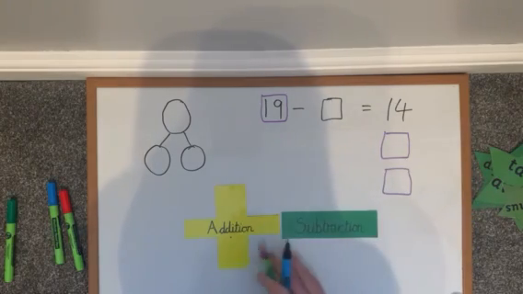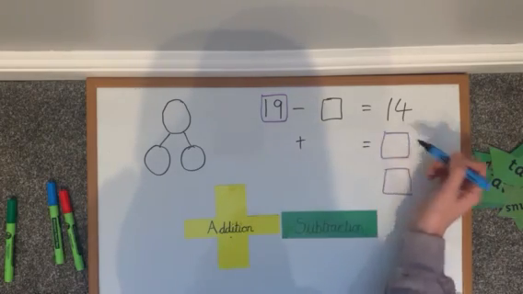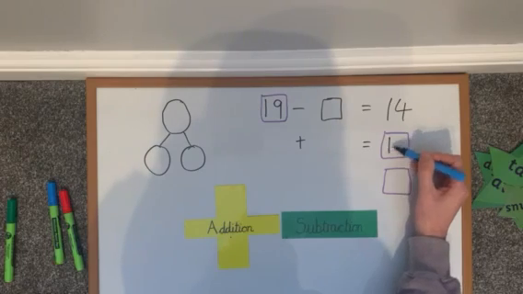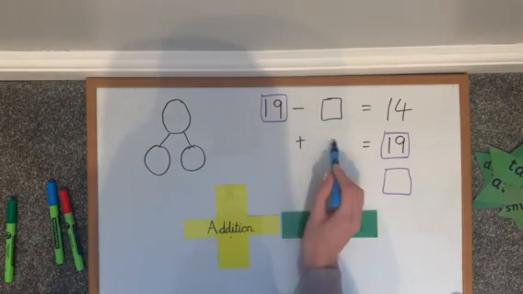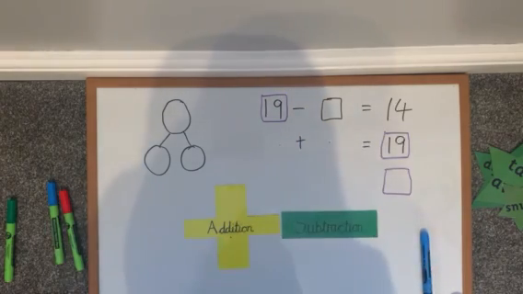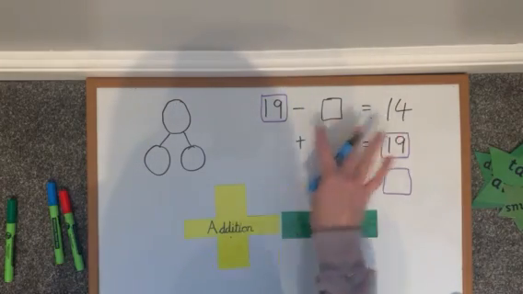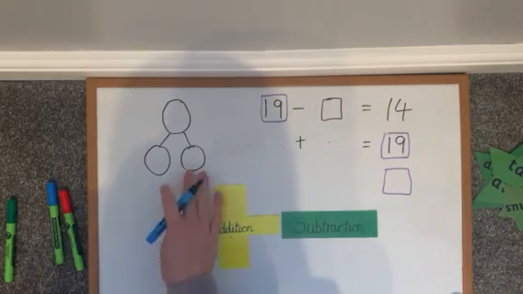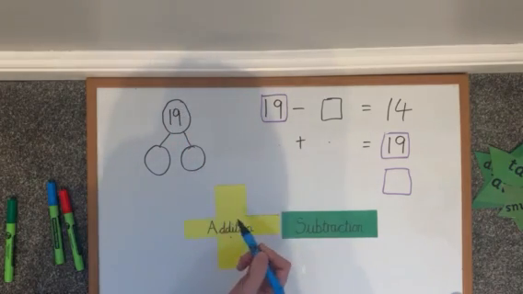Okay, so I know that to change it to an adding number sentence, my whole needs to go here. So I'm going to put the 19 over here. So now that means these two missing numbers, I'm not going to make them up. I'm going to use this number sentence still to help me. So I've got a missing number and I've got 14. So both of these have got to be the other parts because they're making the whole, which is 19.